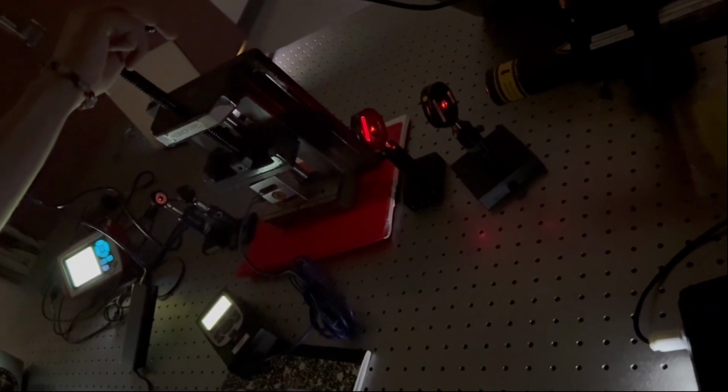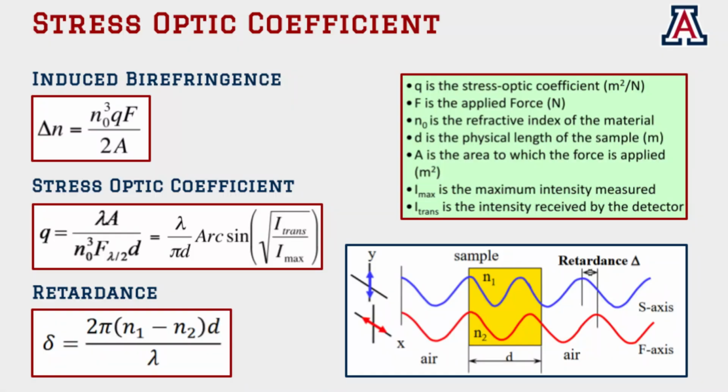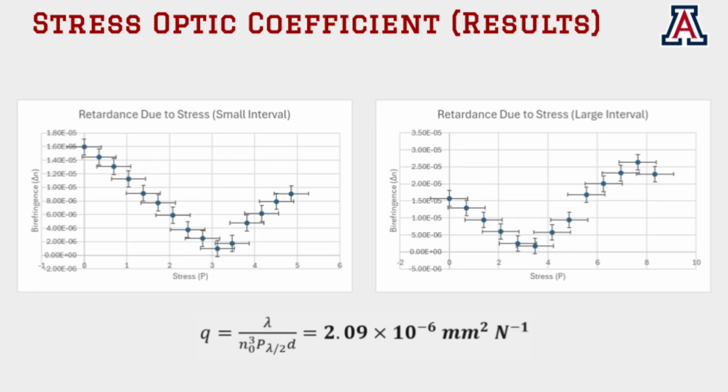Experimentally, we set the helium neon laser polarization at 45 degrees to the stress axis and aligned the analyzer for extinction at 0 force. Then we recorded transmitted power as we increased force, first in large steps to find the first maximum, and then in small steps in the low stress region. Using the formulas on the slide, we converted the transmission data into birefringence and plotted birefringence versus stress. The small interval data was nearly linear, and from the slope we extracted a stress optic coefficient on the order of 10 to the minus 12 square meters per Newton, which matches typical polymer values.